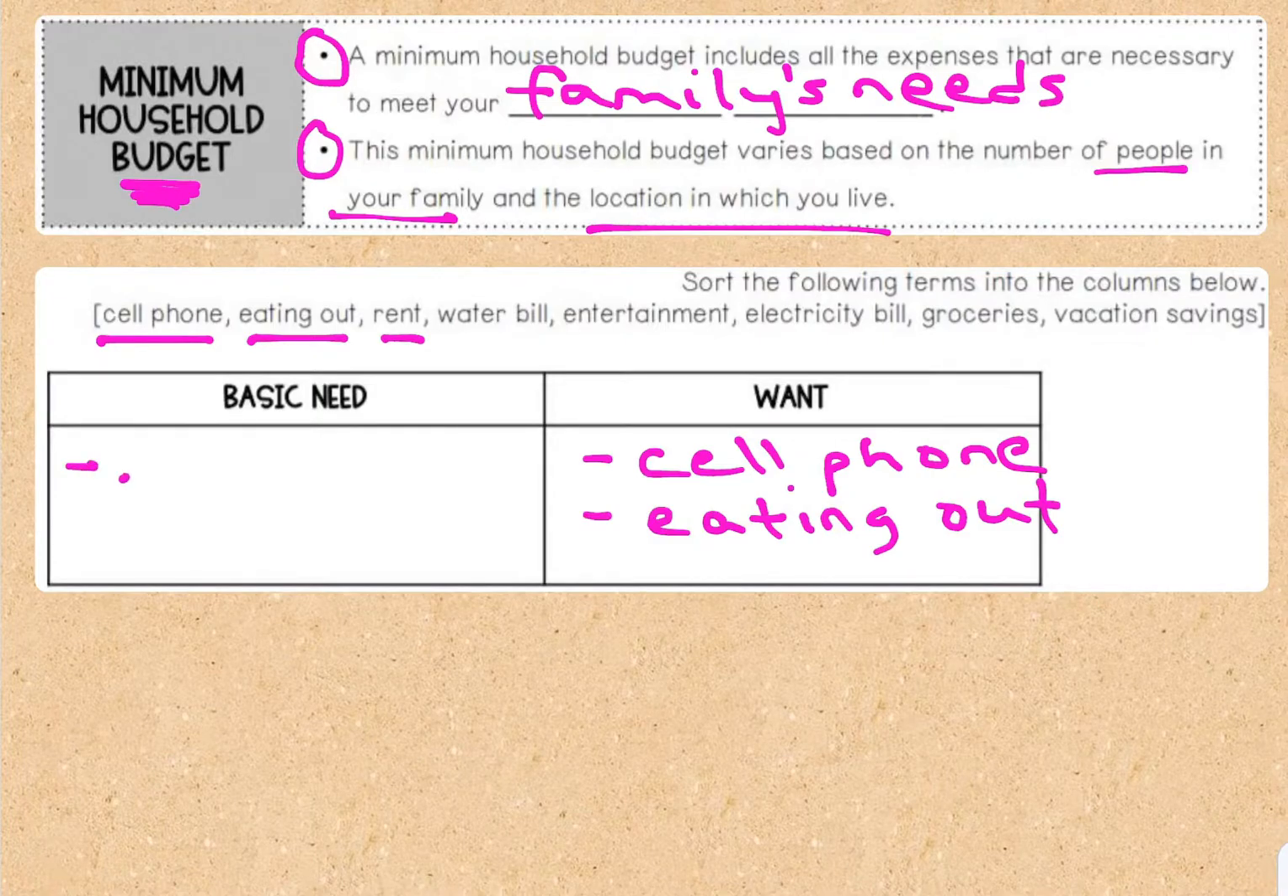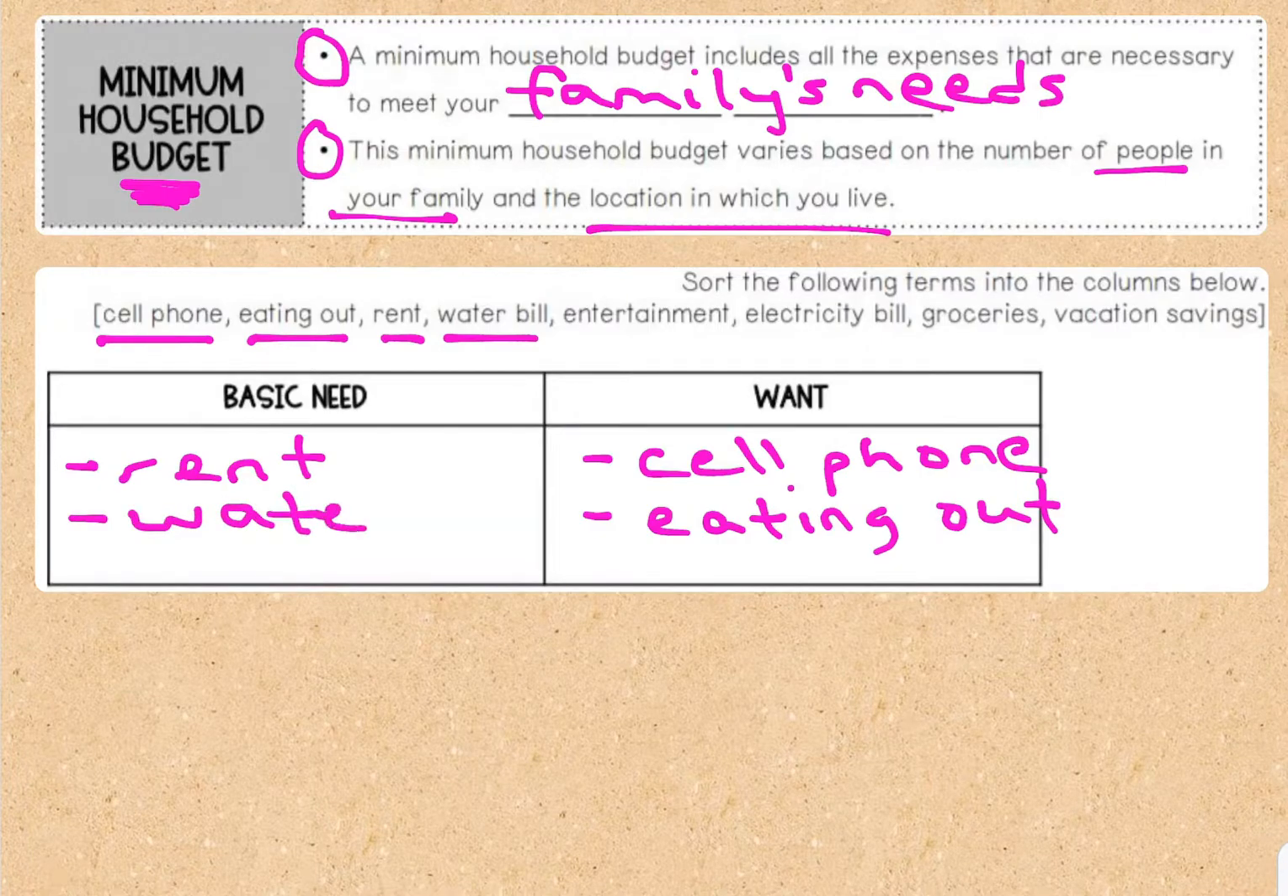Next one is rent. Rent is a basic need and it's essential because that is the roof over our heads. It could be rent for an apartment, rent for a house, or you could also think about your mortgage for a house. Next one is water bill.